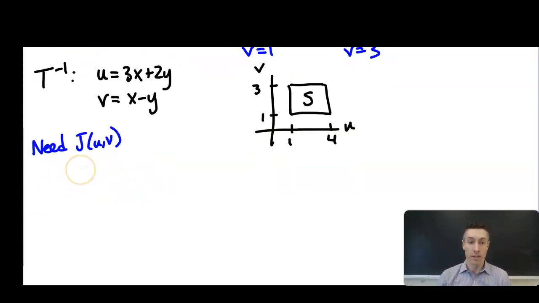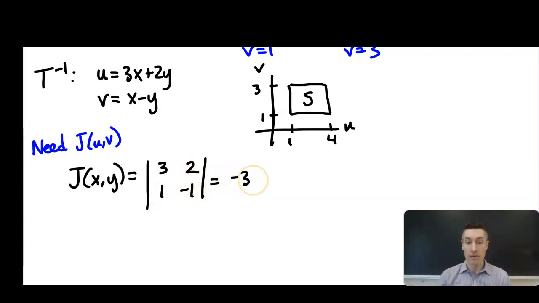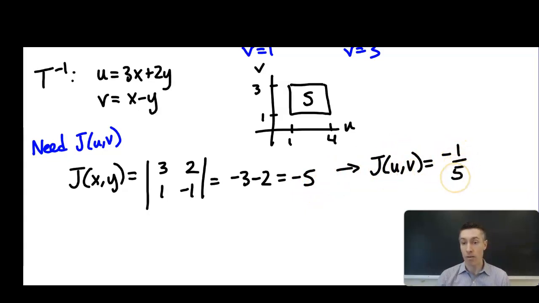So we're going to find the Jacobian in terms of x and y. Again, just a reminder, u and v are both defined in terms of x and y, so will the Jacobian. So partial of u with respect to x now is 3. Partial of u with respect to y is 2. Partial of v with respect to x is 1. And partial of v with respect to y is negative 1. So we have negative 3 minus 2, which is negative 5. So that tells us the Jacobian in terms of u and v is negative 1/5.